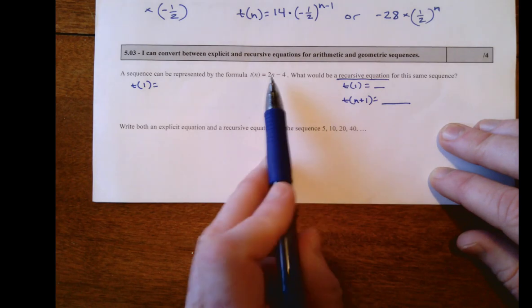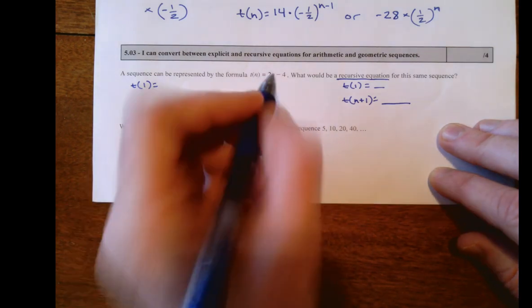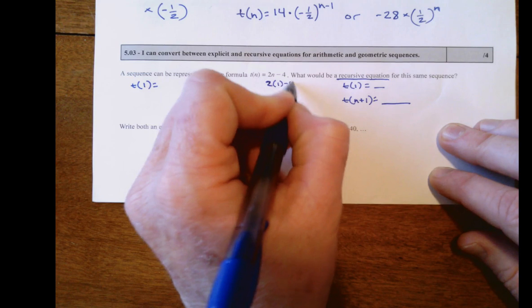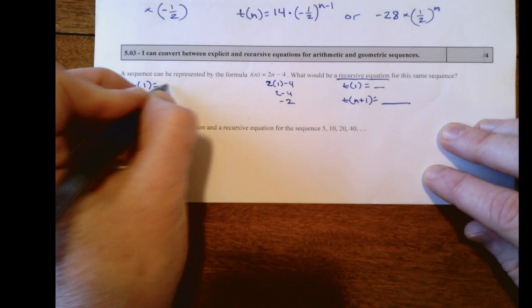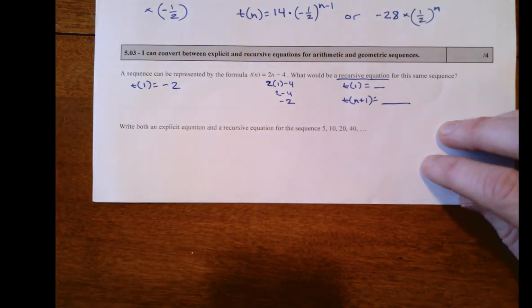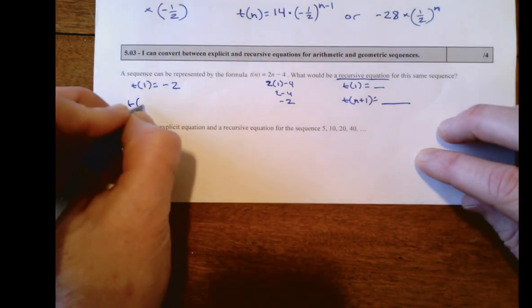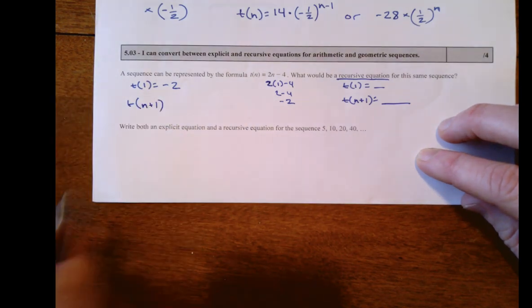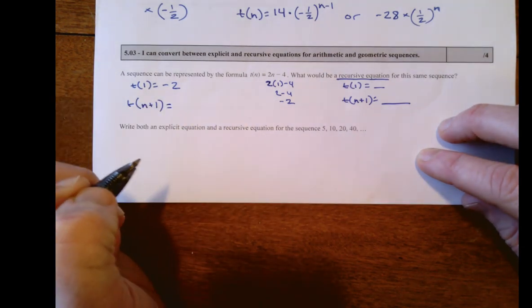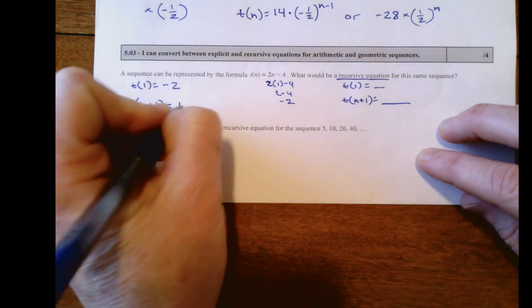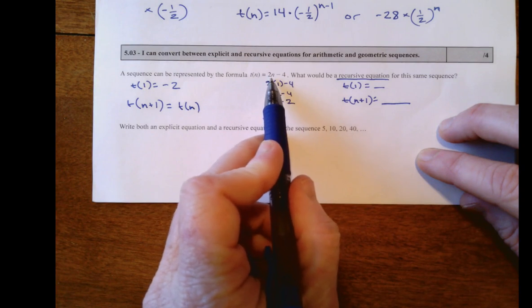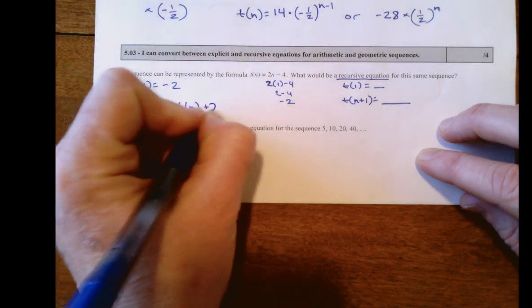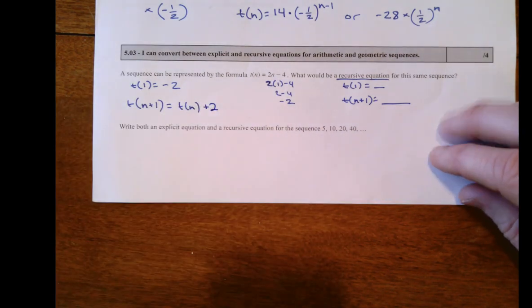So in other words, if I plugged 1 in here, that would be 2 times 1 minus 4, 2 minus 4, which is negative 2. Okay, so the first term is negative 2. Then to get the next term, n plus 1, we need to know what the previous term was, right? And then what are we doing each time? We're adding 2. That's my common difference, or my growth rate. So we're adding 2 each time. We're not subtracting 4 each time, we're adding 2 each time.